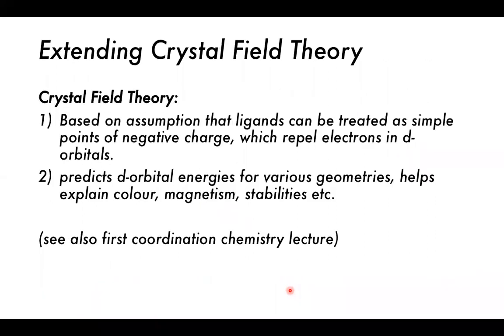Extending crystal field theory. Crystal field theory is based on the assumption that ligands can be treated as simple points of negative charge, which repel electrons in the d orbitals. This predicts the d orbital energies for various geometries and helps explain color, magnetism, stabilities, etc.